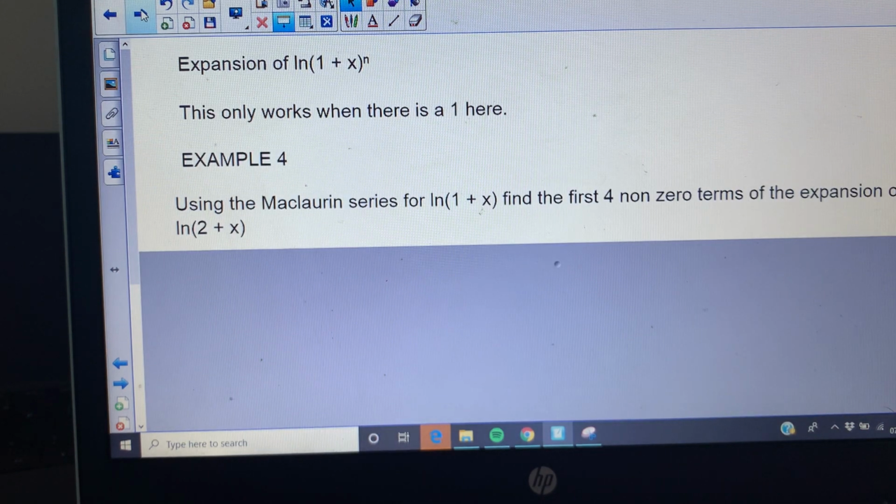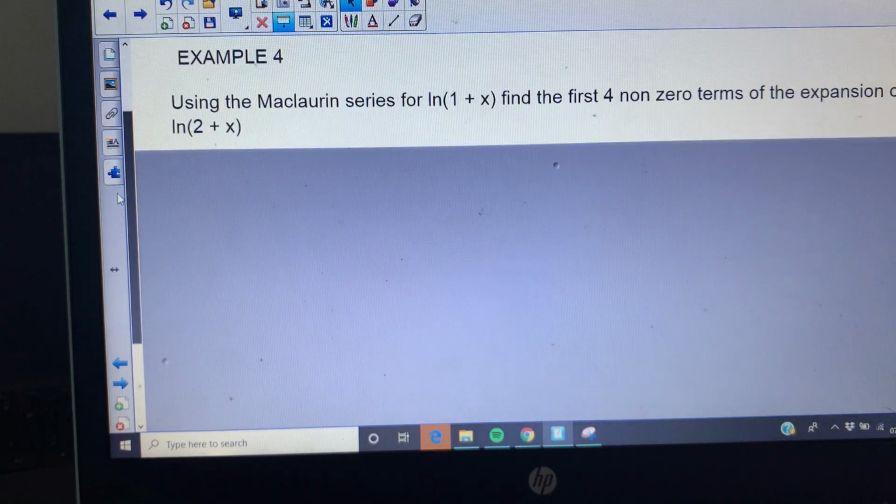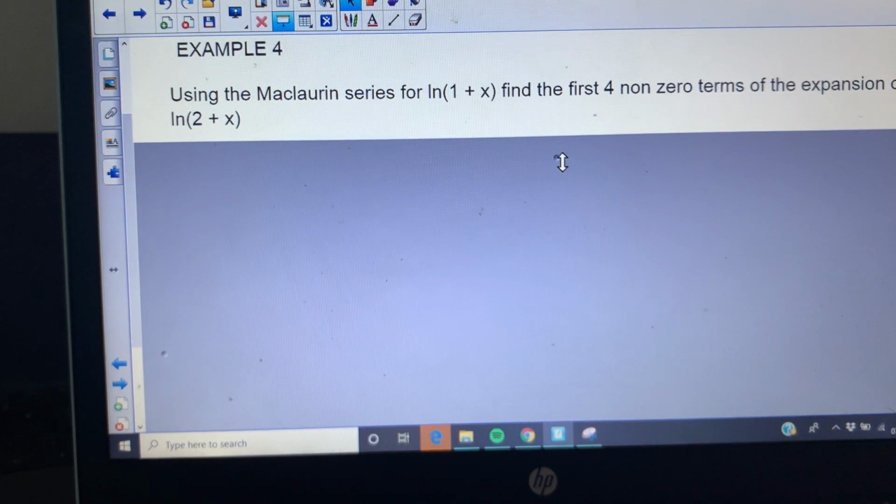Right, expansion of ln(1 + x)^n. Now that only works if there's a 1 there. So you've got to be mindful of that.